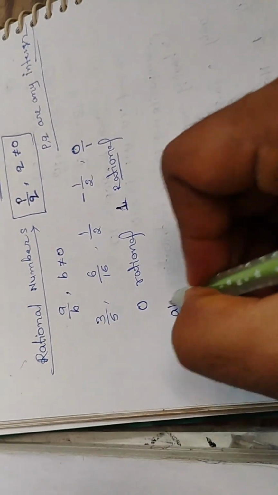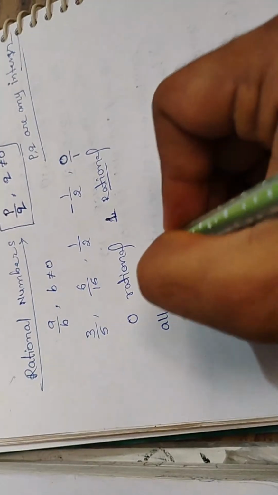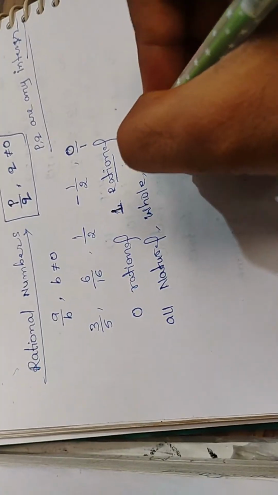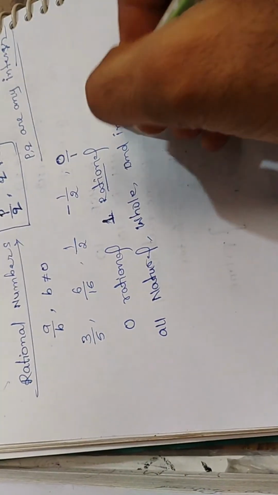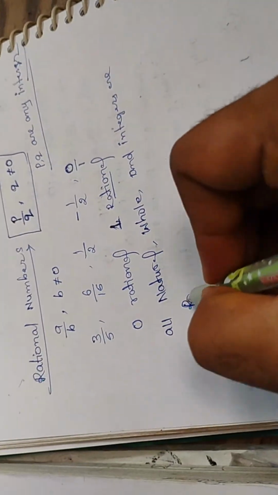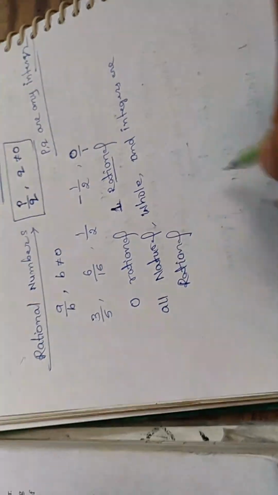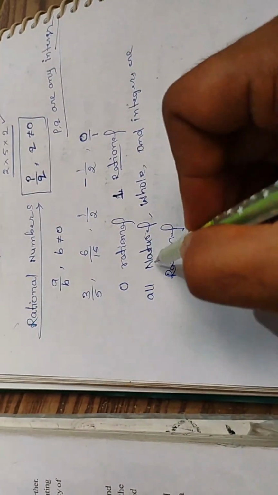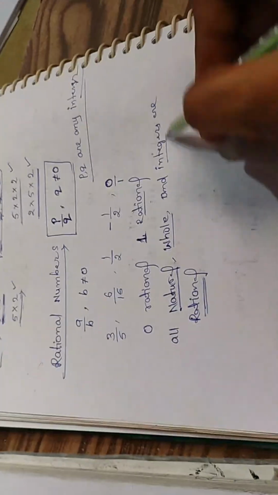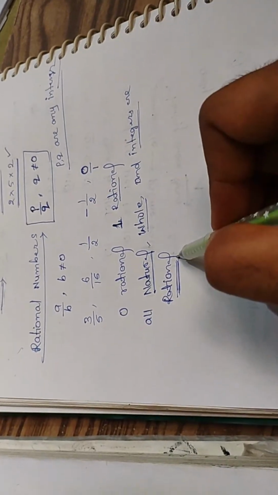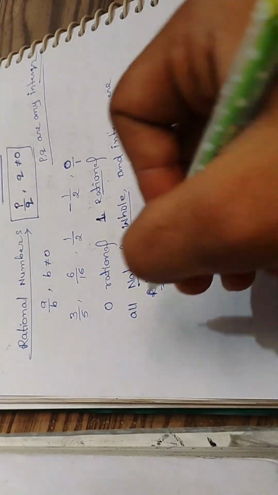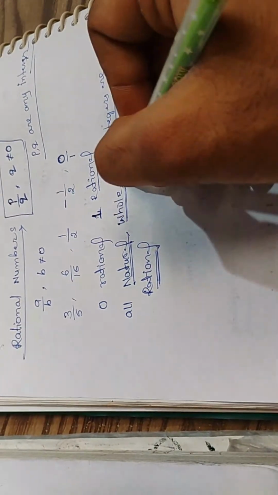All natural numbers, all whole numbers and integers are rational numbers. All natural numbers are rational numbers. All whole numbers are rational numbers. All integers are rational numbers. But all rational numbers are not natural numbers, whole numbers, and integers.